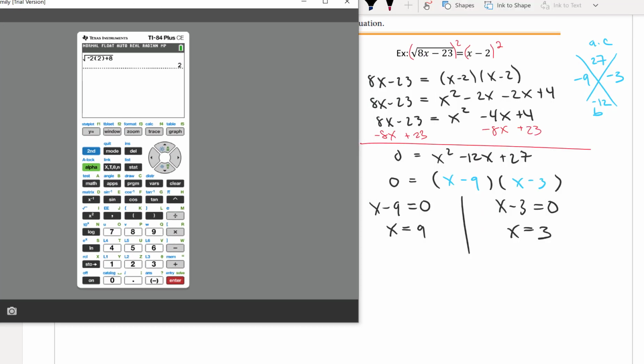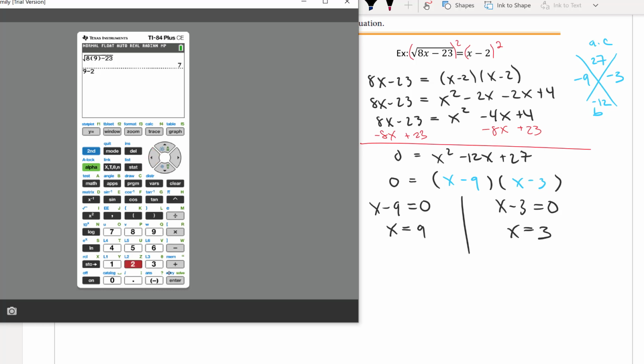So if I plug this into my original equation, let's start with number 9. So I have the square root of 8 times, oops, let's try that again. So I have 8 parentheses, the x value, which is 9, minus 23. So that gives me 7. So I'm going to plug that x into the opposite side of the equation. So I'm going to have 9 minus 2. So that should give me 7.